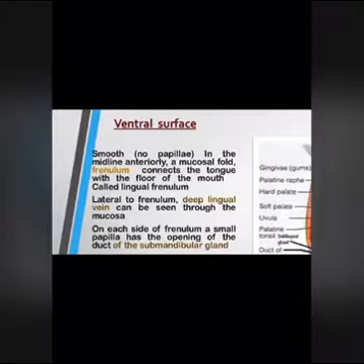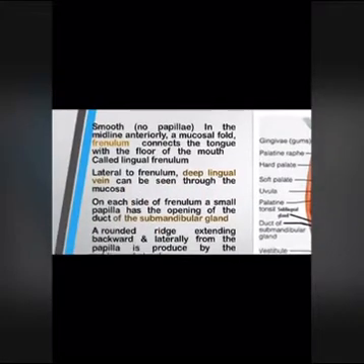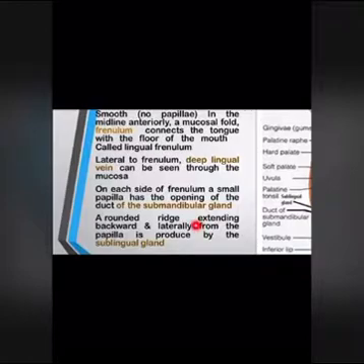Ventral surface of the tongue: smooth, without papillae. In the midline anteriorly, a mucosal fold, the frenulum, connects the tongue with the floor of the mouth, called the lingual frenulum. Lateral to the frenulum, the deep lingual vein can be seen through the mucosa. On each side of the frenulum, a small papilla has the opening of the duct of the submandibular gland.